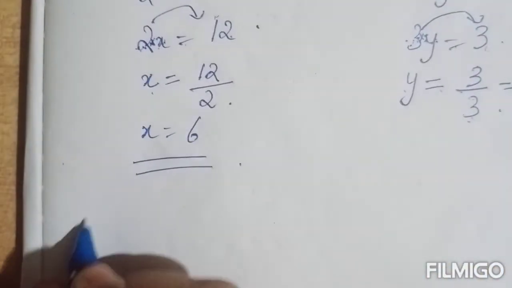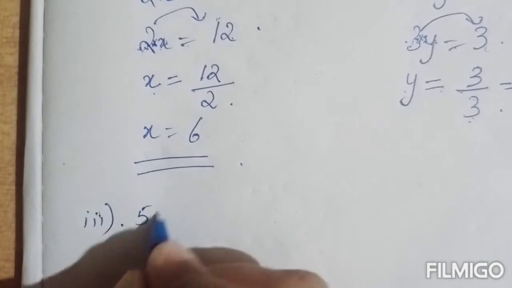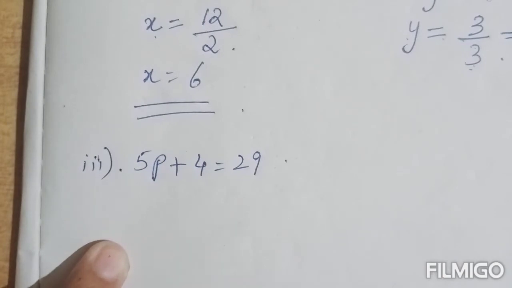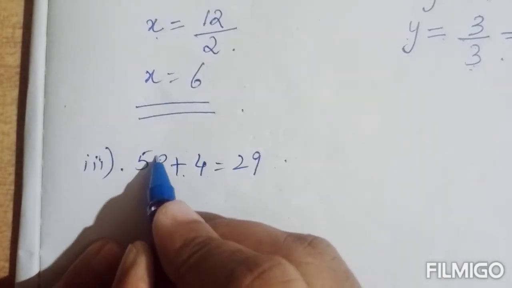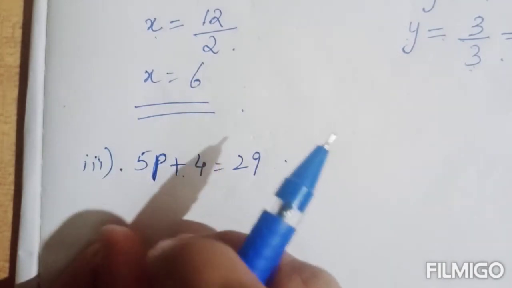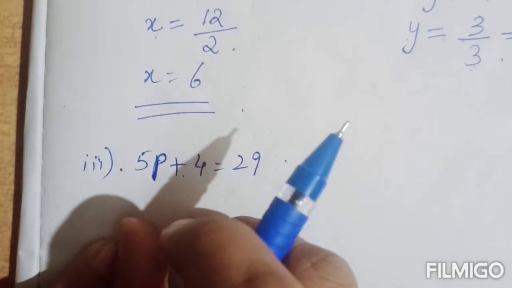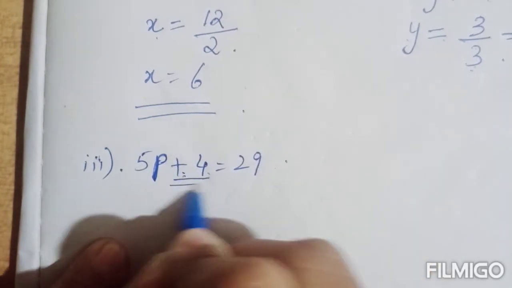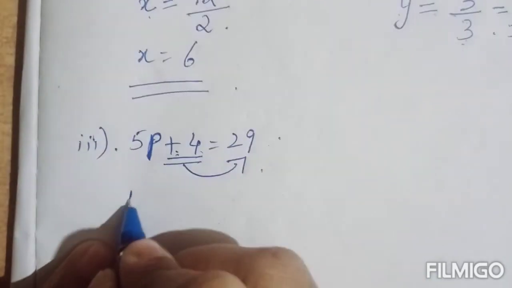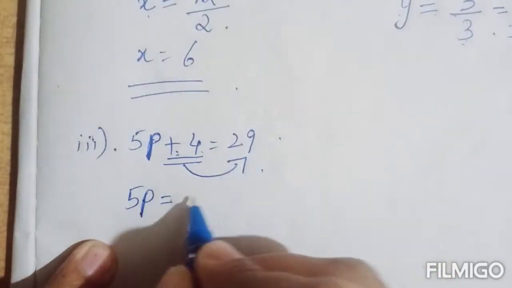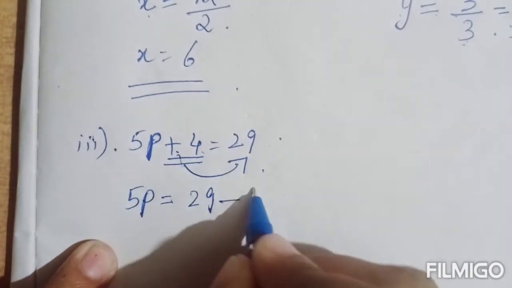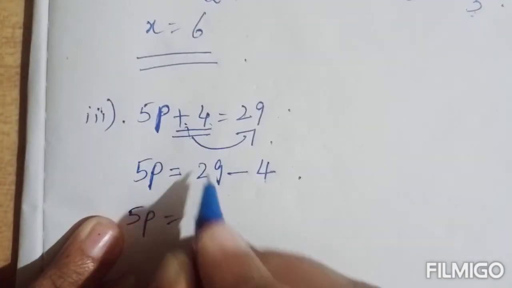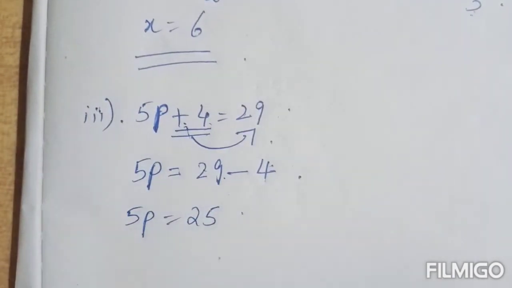Okay, third one, 5p plus 4 equal to 29. So here also we have to bring the variable alone on one side. All the other terms or numbers we are taking to the other side. Okay, so plus 4, first we are taking plus 4 to the other side. 5p equal to 29, plus 4 on taking to other side, it will be minus 4. So 5p equal to 29 minus 4, it is 25.